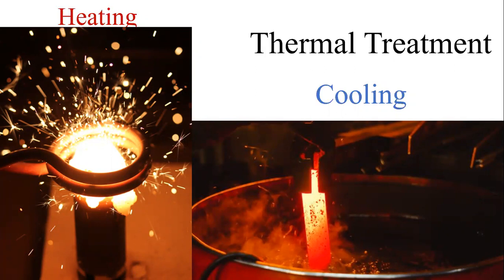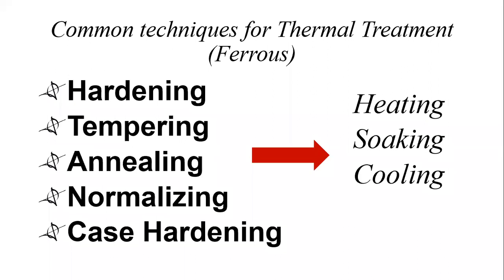The most common reasons that metals undergo heat treatment are to improve their strength, hardness, toughness, ductility, and corrosion resistance. Those are the biggest reasons why you want to do a thermal treatment. And what are the common techniques for thermal treatment? In this case, we're going to talk first about the thermal treatments in ferrous metals.